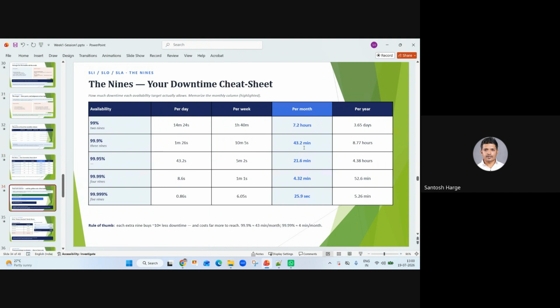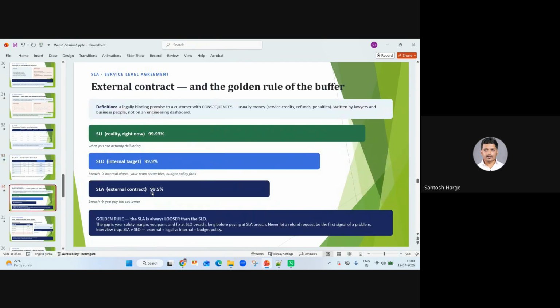So to avoid breaking the external contract, the SLO should be more than the SLA contract. Okay. Is it clear, guys? Or do you want me to give any other examples? Or why do we need to set up SLO tighter than the SLA? Because these are interview questions regularly asked, like what is the SLA of your application and why is your SLO higher than your SLA.